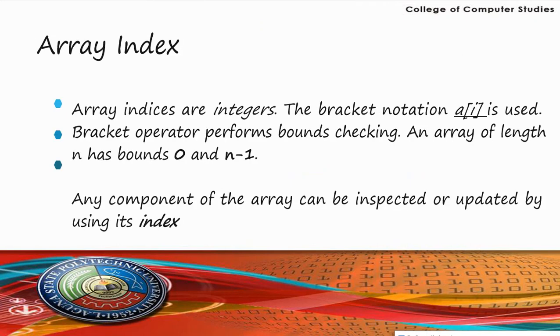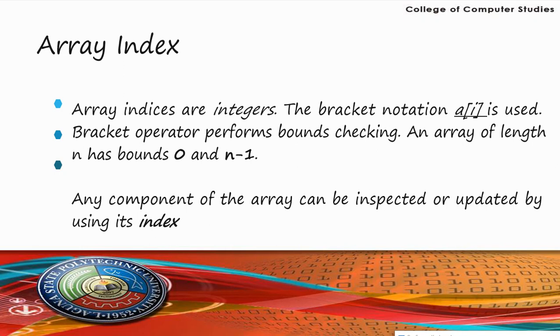What is an array index? Array indices are integers. The bracket notation a sub i is used. Bracket operator performs bounds checking. An array of length n has bounds 0 and n minus 1. So for example, you have an array of size 5. It has bounds 0 and 4.